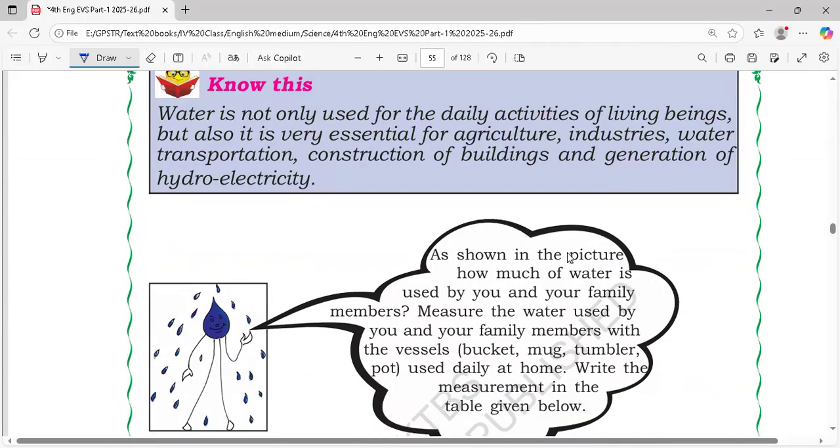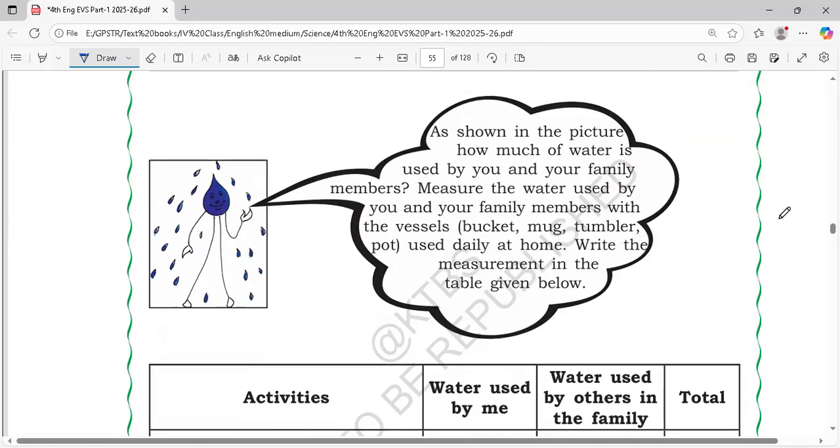Know this, water is not only used for daily activities of living beings, but also it is very essential for agriculture, industries, water transportation, construction of buildings, and generation of hydroelectricity. In day-to-day life, water is useful. In addition to that, water is useful for agriculture, industries, transportation, construction of buildings, and generation of hydroelectricity. So many uses are there.